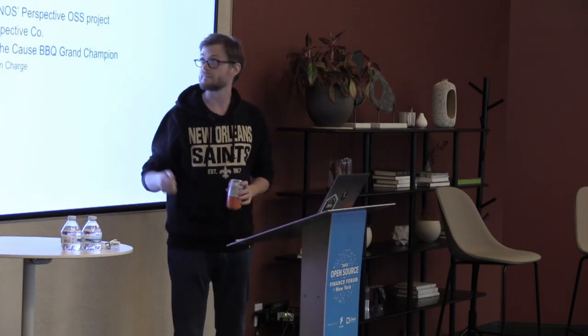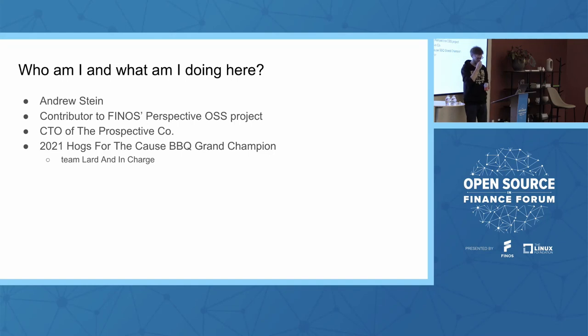A little bit about myself. Who am I? Like I said, I'm Andrew. I'm a contributor to Finos's Prospective project, and I used to work at JP Morgan when we developed it as open source. Recently I've left and founded a company to attempt to commercialize the technology, called the Prospective Company.